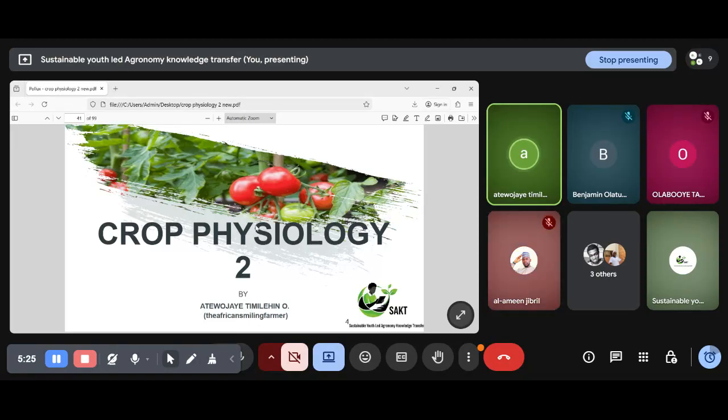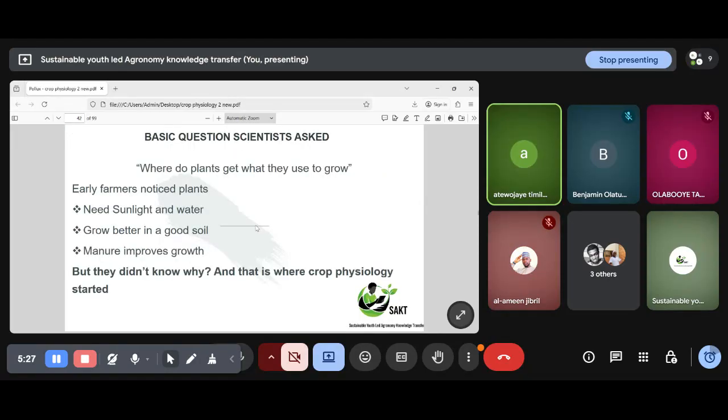For today's class, we are now going to crop physiology right away. Where do plants get what they use to grow? Early farmers noticed plants need soil. Before, people just grew plants and didn't really know what really happens. They just felt that, oh, if I plant, my plant will grow.